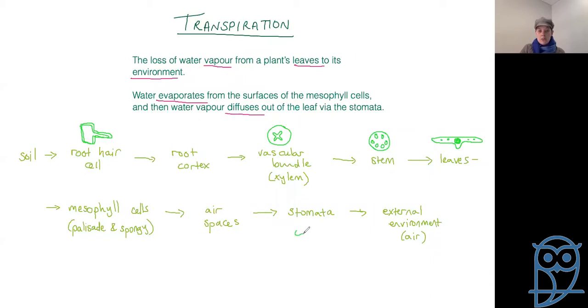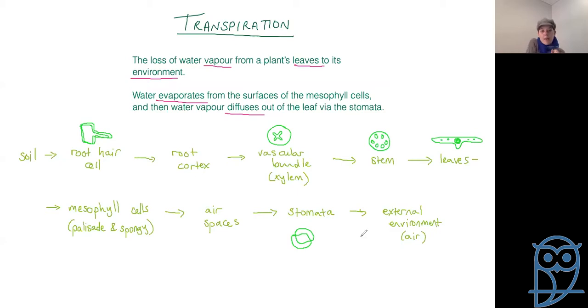Remember, your stomata can be open or closed, because stomata are all about gas exchange. Okay, so if your stomata is open, then your water vapor can get out. If the stomata is closed, then the water vapor is going to stay inside the plant. There's nowhere to get out. Then back out to that external environment of the air.